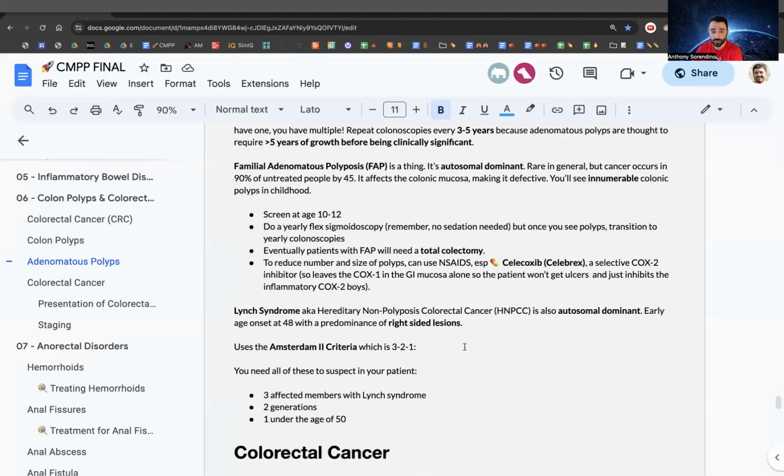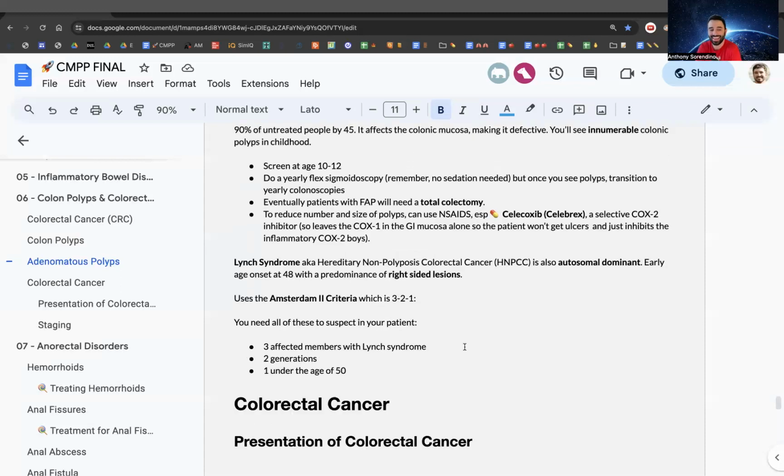Okay, Lynch syndrome is the other one. This is also autosomal dominant. It's also called hereditary non-polyposis colorectal cancer. Early age here at 48 with a predominance of right-sided lesions. Now, they're going to be using the Amsterdam 2 criteria. So remember, Amsterdam and Lynch syndrome go together.